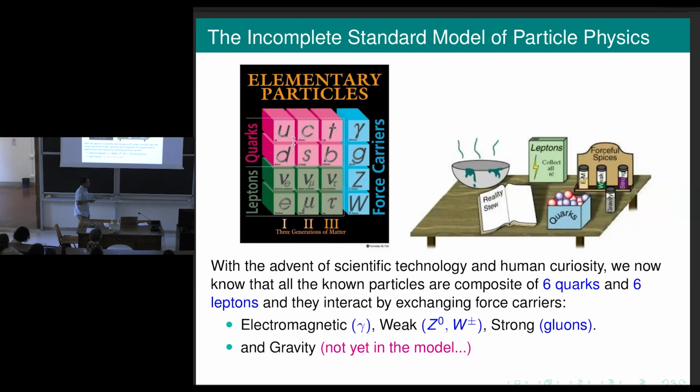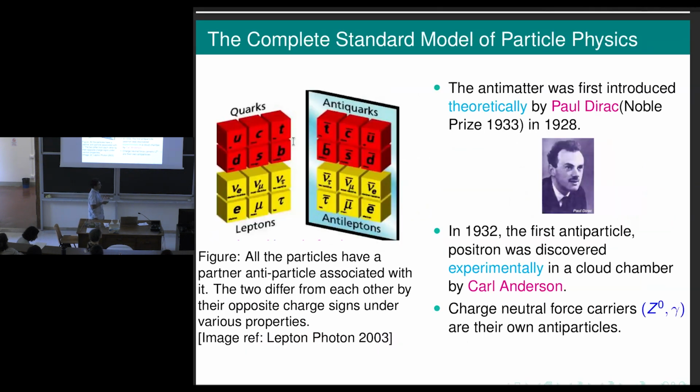At the lowest level, we have the standard model of particle physics to describe the interactions of the elementary particles. We have 4 kinds of interactions: the electromagnetic interaction, which is mediated by the photon, and the weak and strong interactions, which are included in the standard model, and also gravity. In the standard model we have quarks and leptons and their antiparticles. Antimatter was first introduced theoretically by Paul Dirac, and first observed experimentally in a cloud chamber experiment by Carl Anderson. Neutral particles like Z bosons and photons are their own antiparticles.